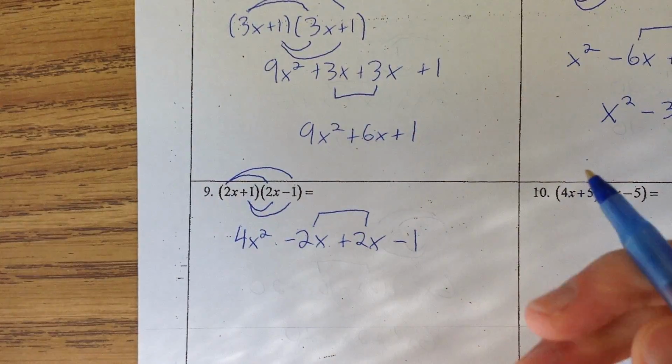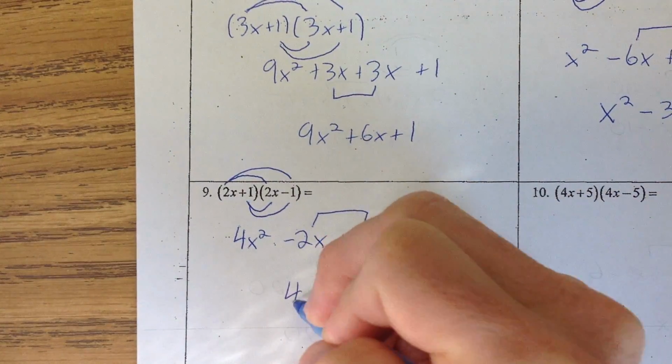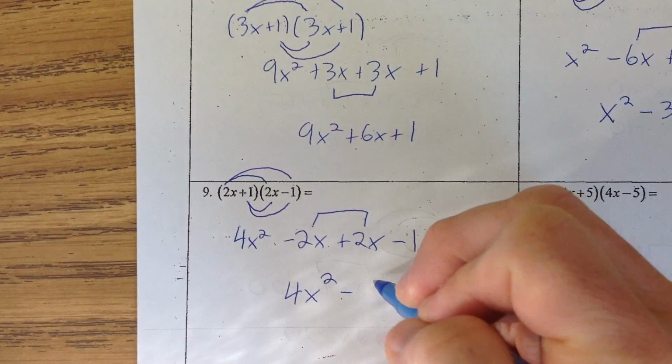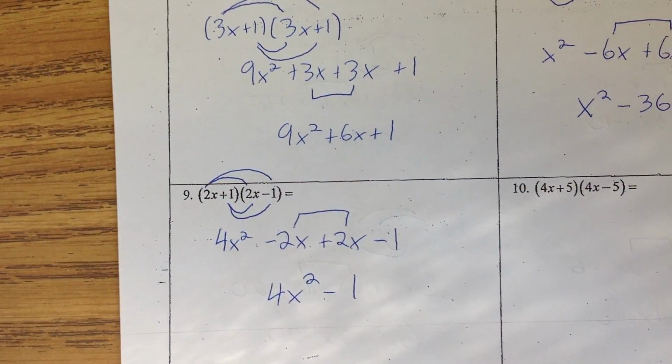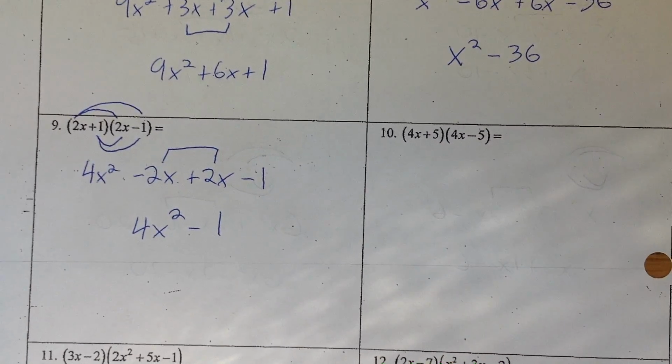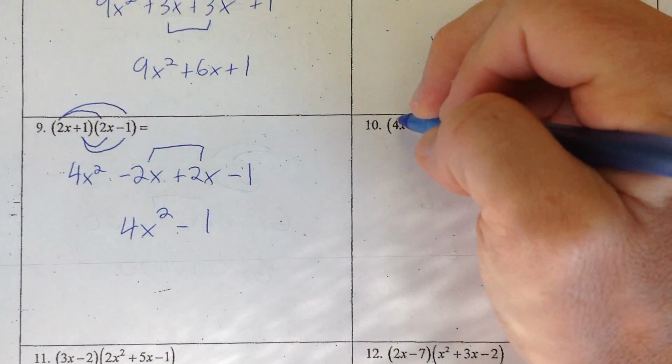And then look, those two are going to cancel out again, so the middle is just going to sort of drop out, and we're left with 4x squared minus 1. And here's just sort of one last example of that.